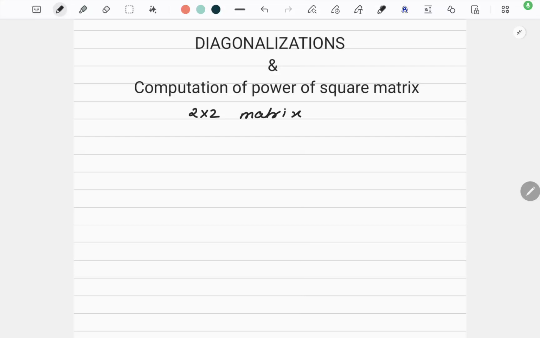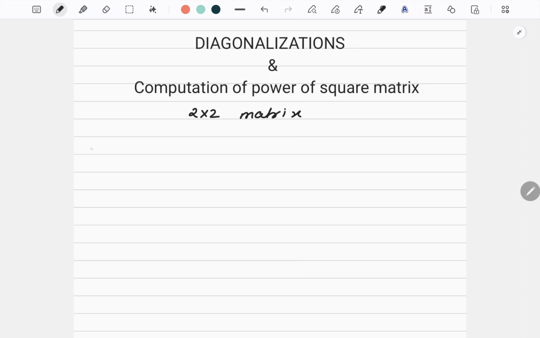Students, in the last video we learned how to find the eigenvalues and eigenvectors of a square matrix. Now we are going to study the concept of diagonalization. First, let us understand the procedure. In this video we will be dealing with a 2 cross 2 matrix, and in the next video we will pick up a 3 cross 3 matrix.